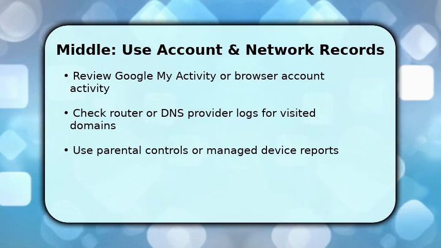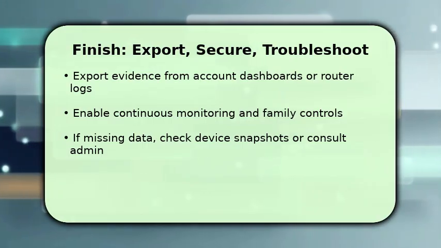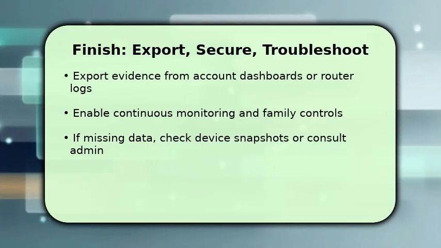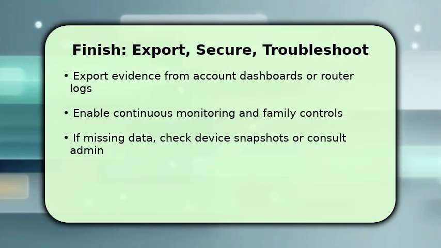Once done, make sure to implement ongoing controls. Enable activity logging, family settings, and regular backups to avoid future gaps. If records are incomplete, take device snapshots, check system backups, or consult the network administrator. However, recognize limits. Local incognito sessions intentionally leave minimal traces.